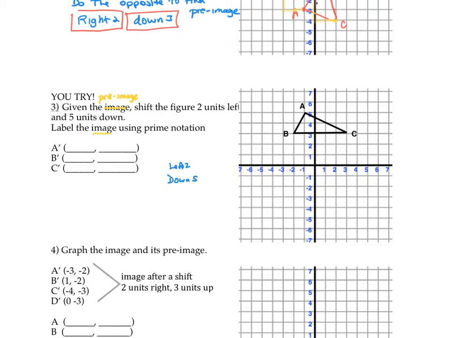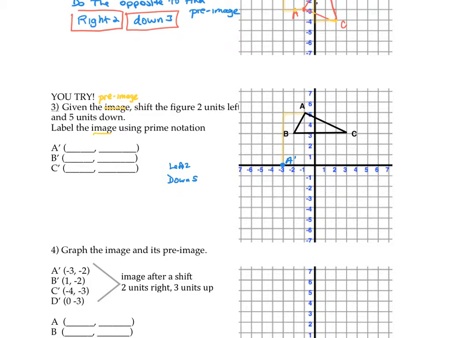Alright, so take each of your points. We'll start with A, and we want to go to the left 2. I'm going to highlight that. And then down 5. 1, 2, 3, 4, 5. Okay, so our new point for the output here, A prime, will be at negative 3.